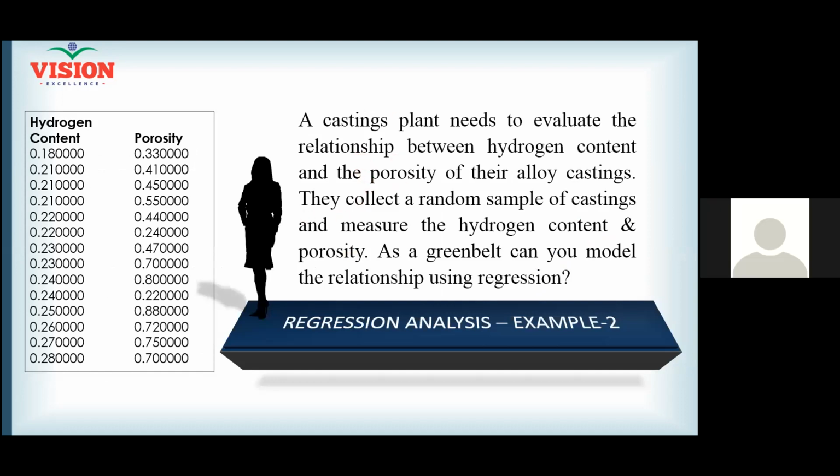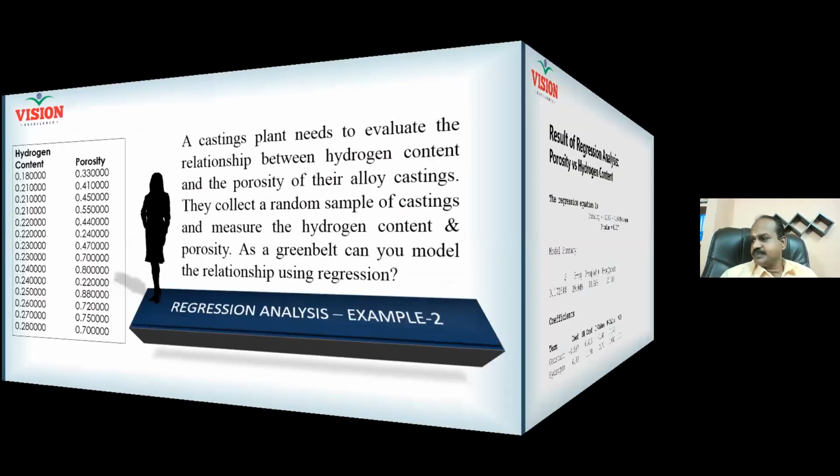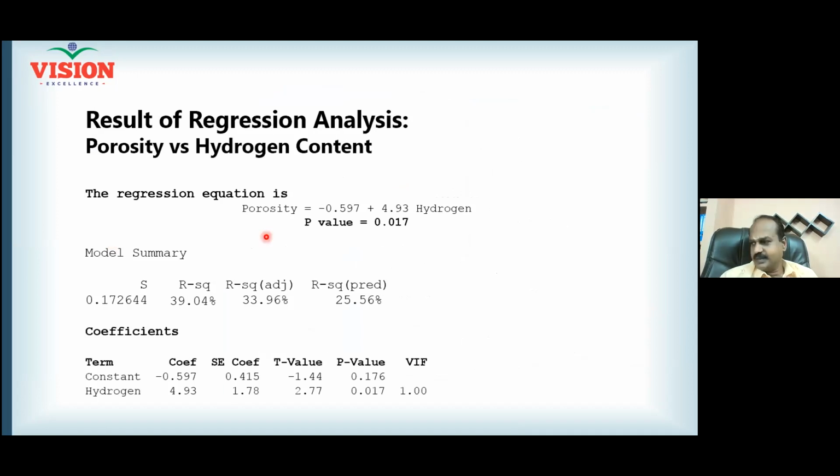Again, another case, the casting industry case, right? You have the porosity, you have the hydrogen content. Now, the result is here. What is the equation here? Porosity equals minus 0.597 plus 4.93 hydrogen. And now the p-value confirmation is also there.